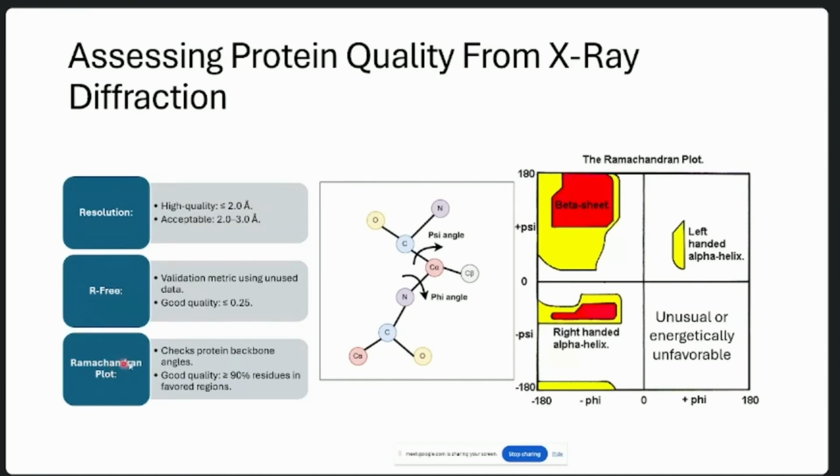And we have the Ramachandran plots. The Ramachandran plots basically show us what kind of orientations and angles are favorable, and what kind of angles are allowable for this protein structure. If some of the residues in the protein show up in energetically unfavorable or unusual regions, this raises a concern about the quality of such a structure.